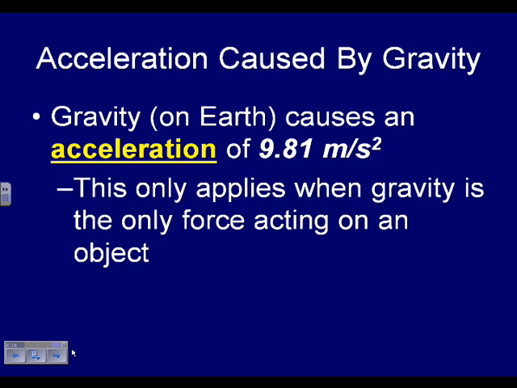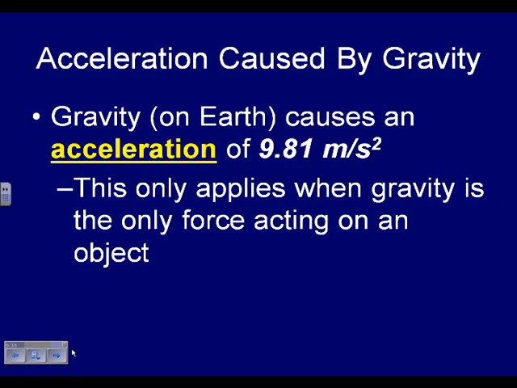However, something to keep in mind. The gravity on Earth causes an acceleration of 9.81 meters per second squared. That doesn't mean that all objects will experience that much acceleration, because that acceleration value only applies when gravity is the only force acting on an object, the only thing that's influencing its motion. We'll talk way more about forces in the next chapter, but for now, if gravity is the only thing influencing the motion of that object, then it will experience the acceleration of 9.81 meters per second squared.